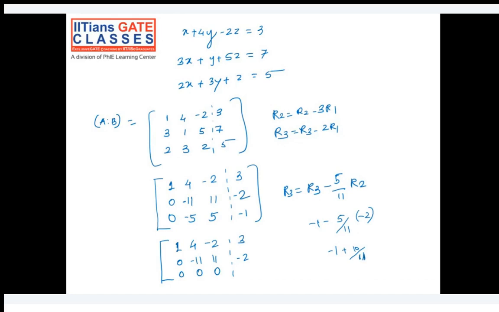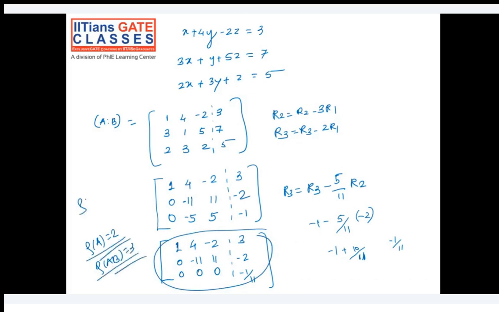So ultimately, what we get is this is your echelon form. Rank of matrix A is 2, and rank of AB is 3. So rank of A is less than rank of AB, or rank of A is not equal to rank of AB. That's why you can say it's a no solution. Clear?